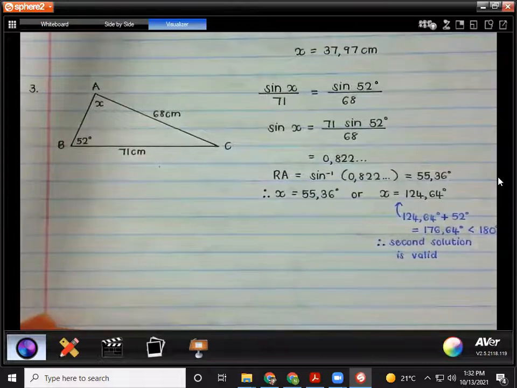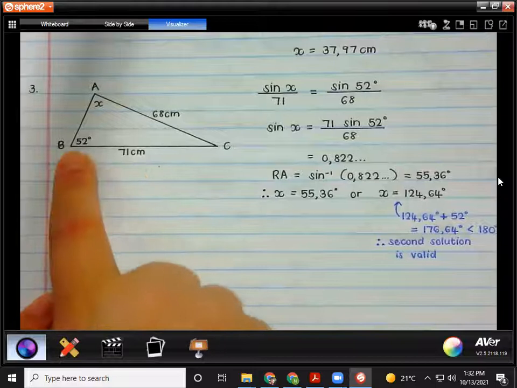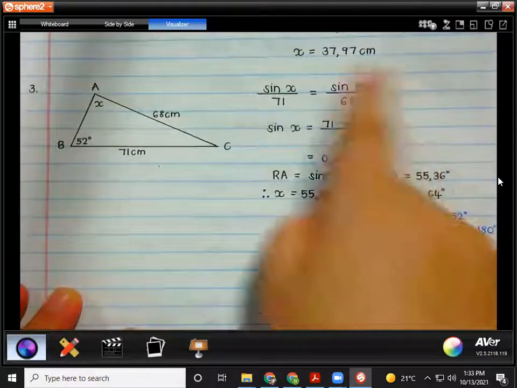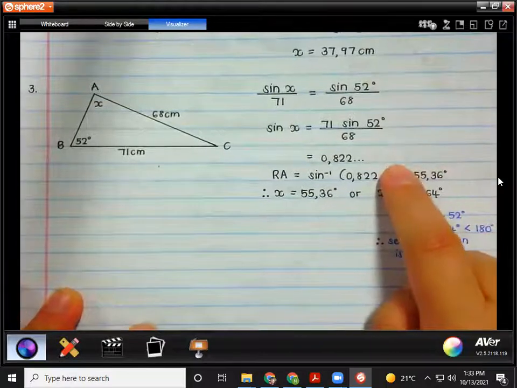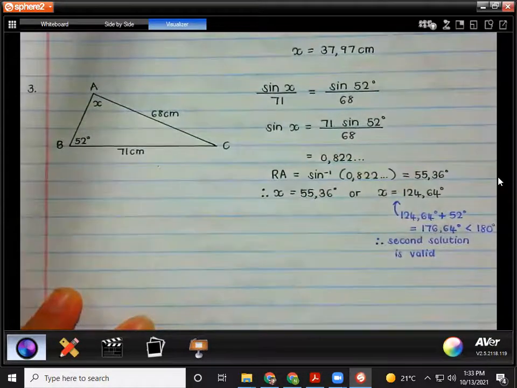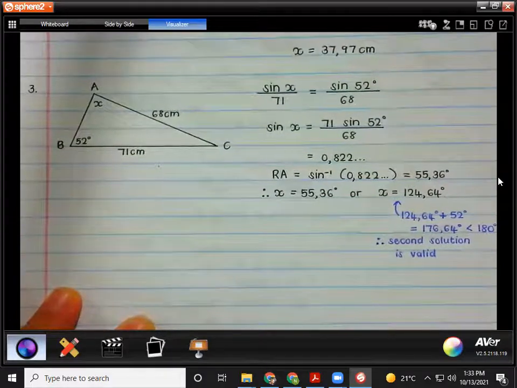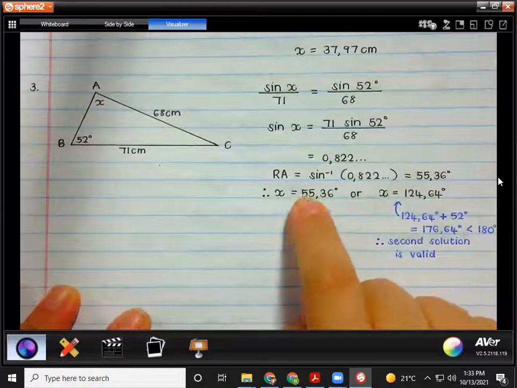All right, so you would do your normal thing where you say sine of x over the opposite side is equal to sine of 52 over 68. Then you move the 71 over and you get that value. And because sine is positive in quadrants 1 and 2, we need to check for both of those quadrant solutions. So that would be the quadrant 1 solution.